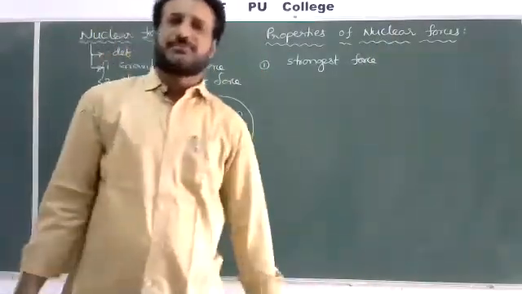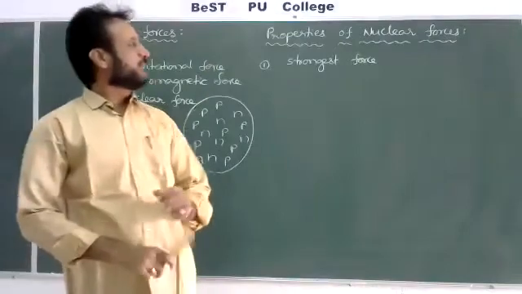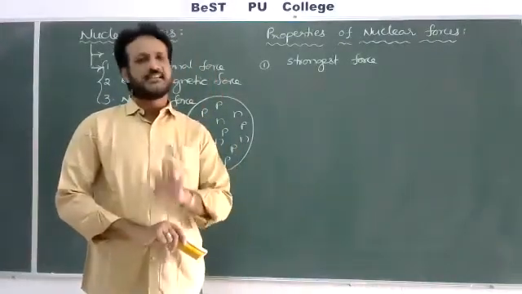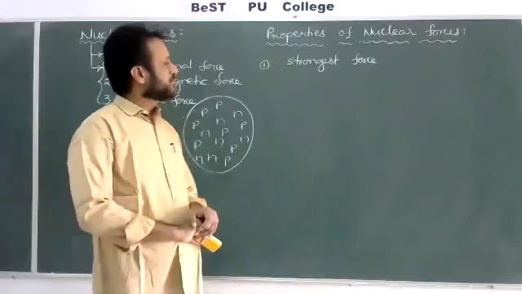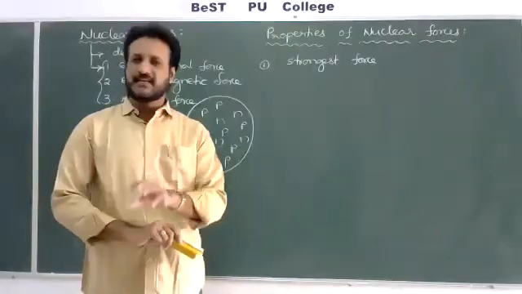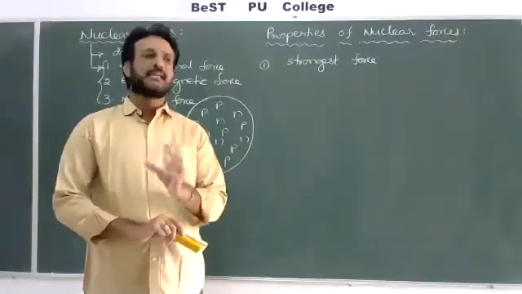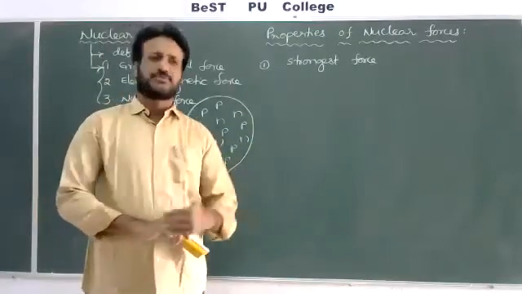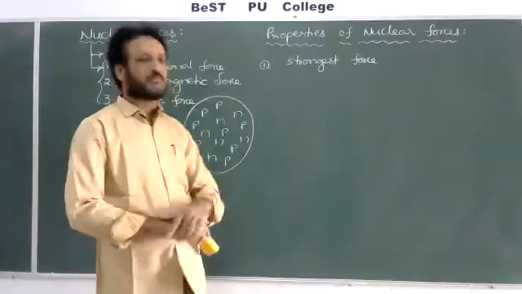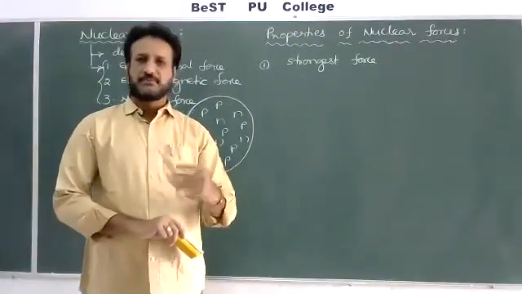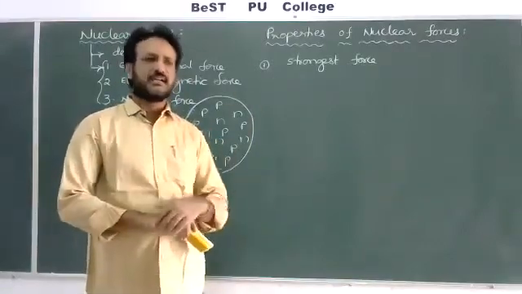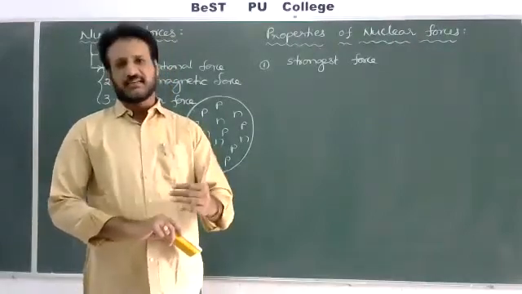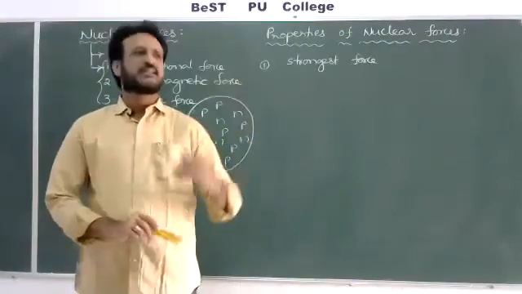Gravitational force generally acts among bodies, but its strength is very less. Electromagnetic force acts among the charged particles, and its strength is medium, more than gravitational but less than nuclear force. But nuclear force acts among the nucleons, proton-proton, proton-neutron, neutron-neutron. It is the strongest force, stronger than electromagnetic and also stronger than gravitational force.